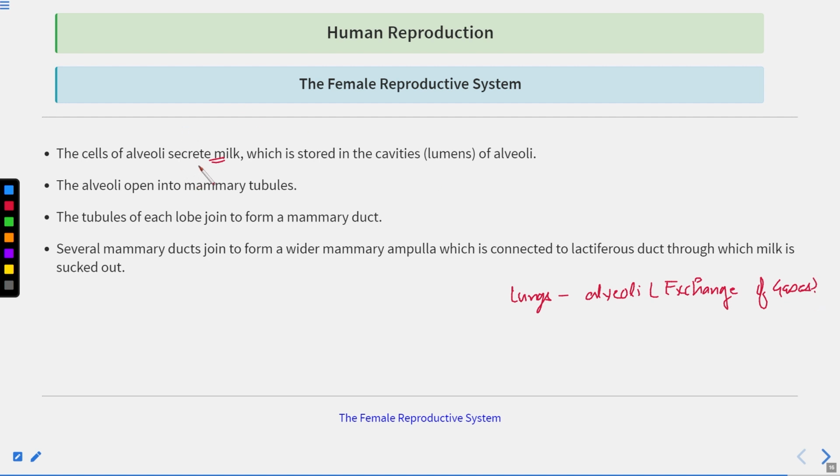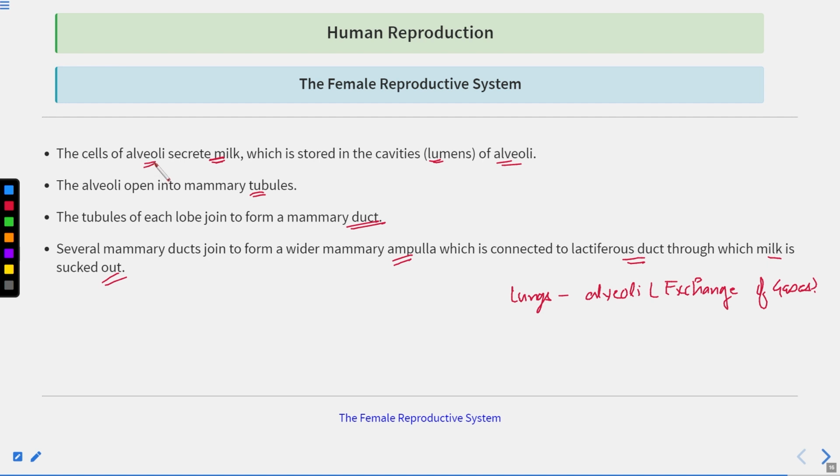Now the cells of the alveoli secrete milk, which is stored in the cavities known as the lumens of the alveoli. Now the alveoli open into the mammary tubules, and the tubules of each lobe join to form the mammary duct. Clear? Now several mammary ducts join to form a wider mammary ampulla, which is connected to the lactiferous duct, through which milk is sucked out through the nipples. Okay, clear?